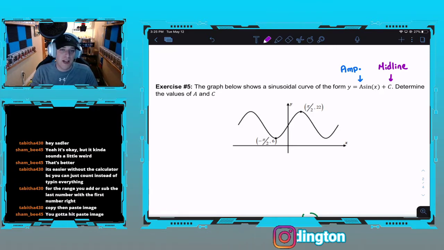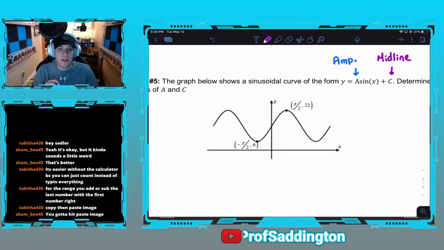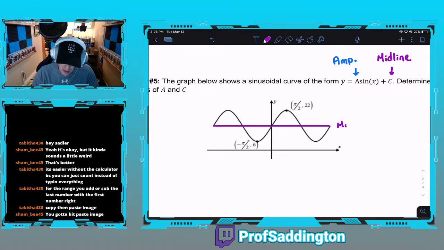So we're going to find both of these. And it's actually a very, very easy concept when you go backwards like we're about to right now. Because the midline is going to be the line that goes right through the center of the curve. So what I'm going to do is just draw a line that goes right down the middle of the curve. That is our midline.